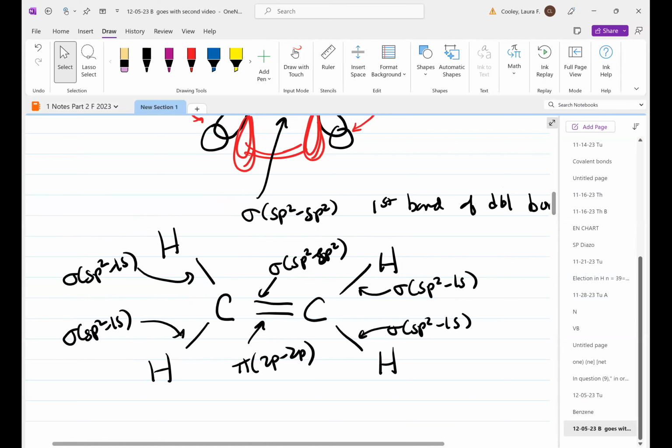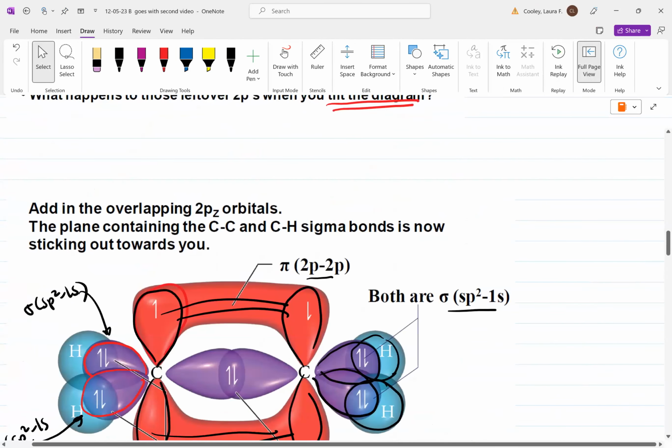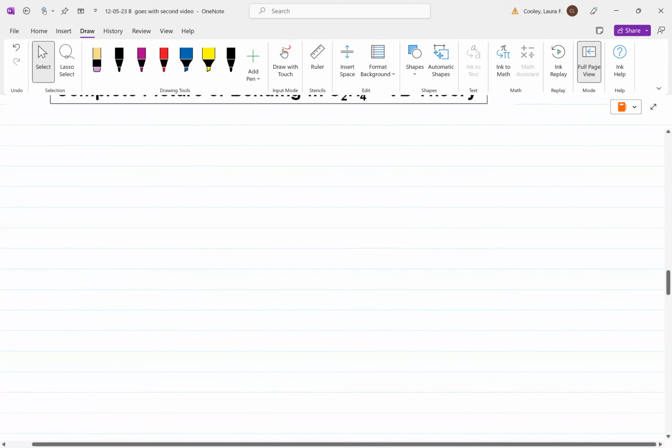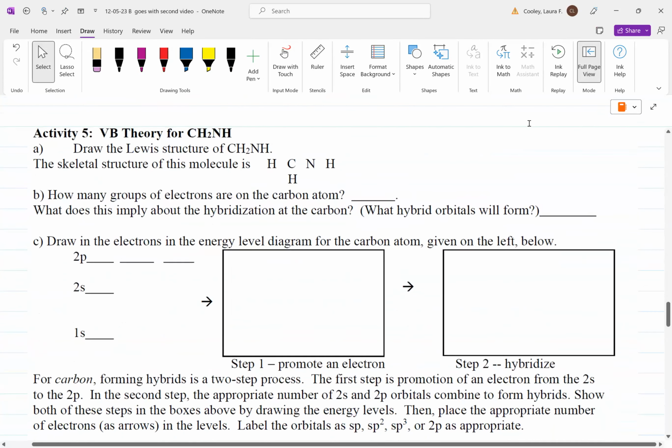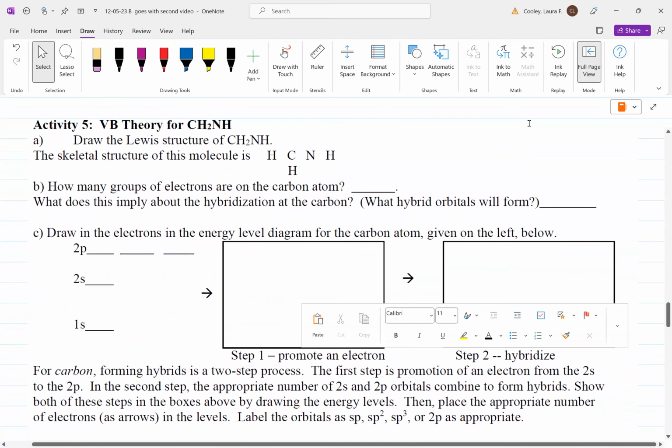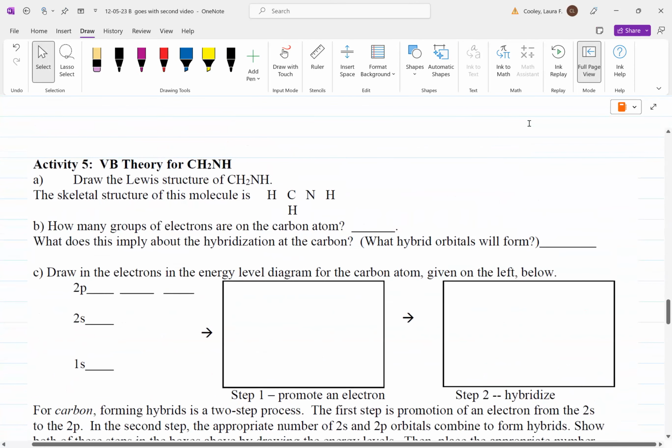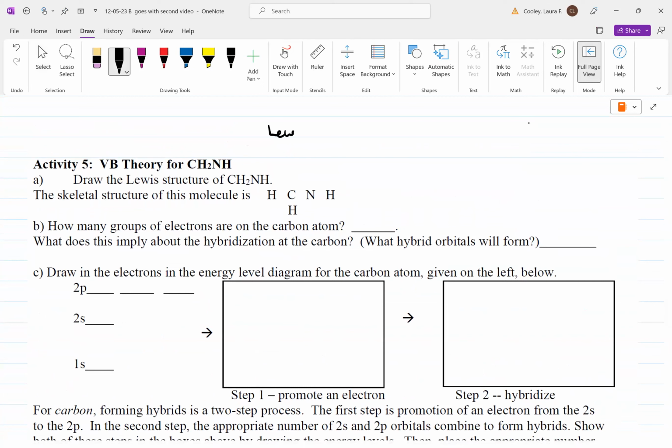Okay, so I want to move on to the next problem. I showed you that already. Okay, so I want to do the CH2NH example that I did in class, but it didn't record. And it starts with drawing the Lewis structure, which of course starts with counting the electrons.